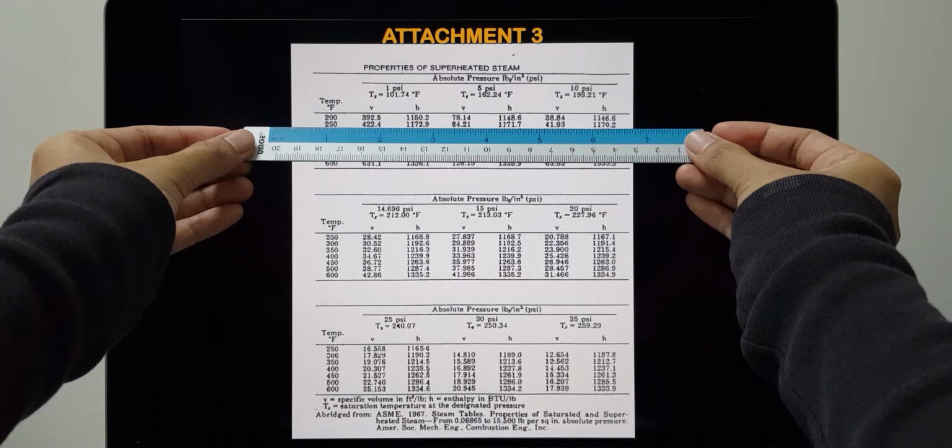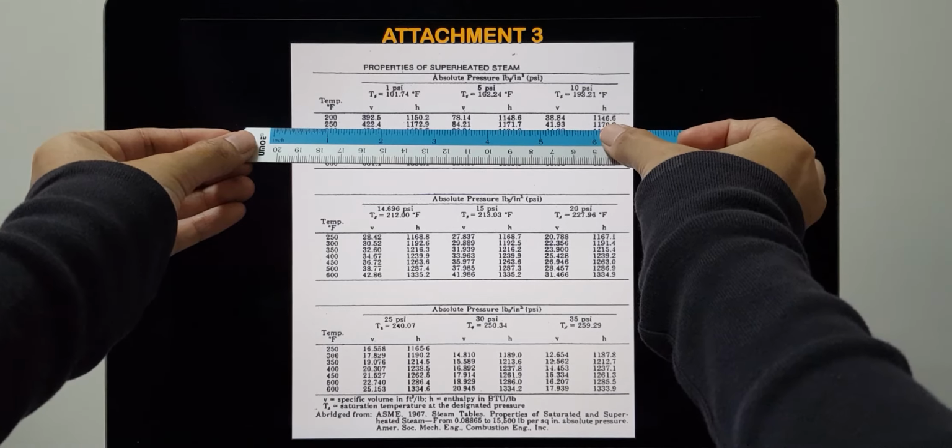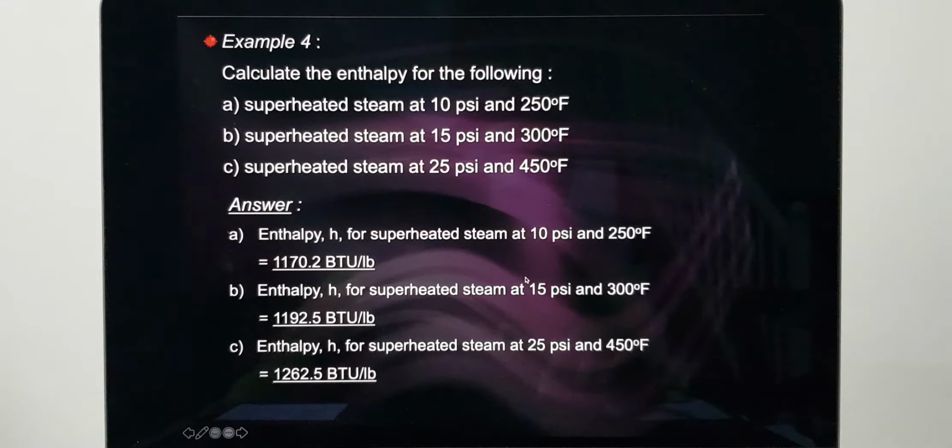Which value are you going to take? Is it V or H? It's supposed to be H. So from the table, it is 1170.2 BTU per pound.